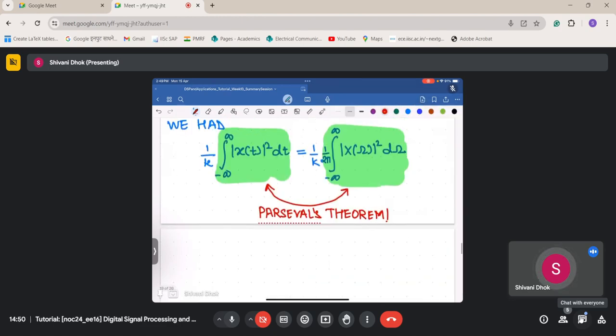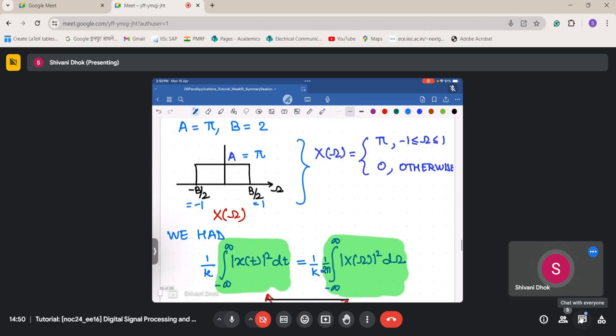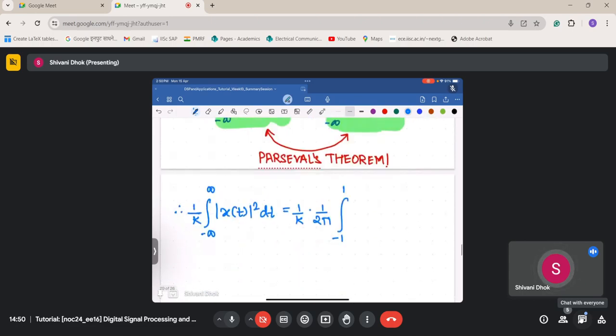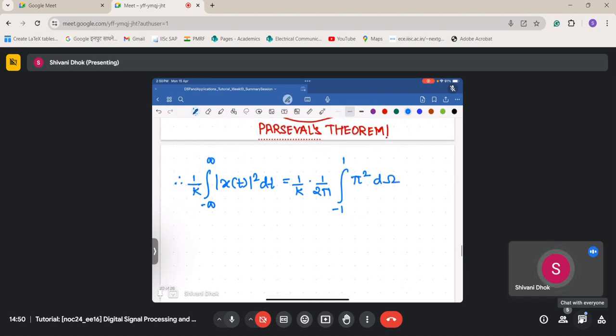Okay, so now we are here. Therefore 1 by k integral from minus infinity to infinity of magnitude of x of t square dt is equal to 1 by k into 1 upon 2 pi integral. This x of omega is valid from minus 1 to 1. So from minus 1 to 1, magnitude of x of omega square is simply pi square into d omega. So this comes out to be equal to 1 by k into 1 upon 2 pi into pi square into omega from minus 1 to 1.